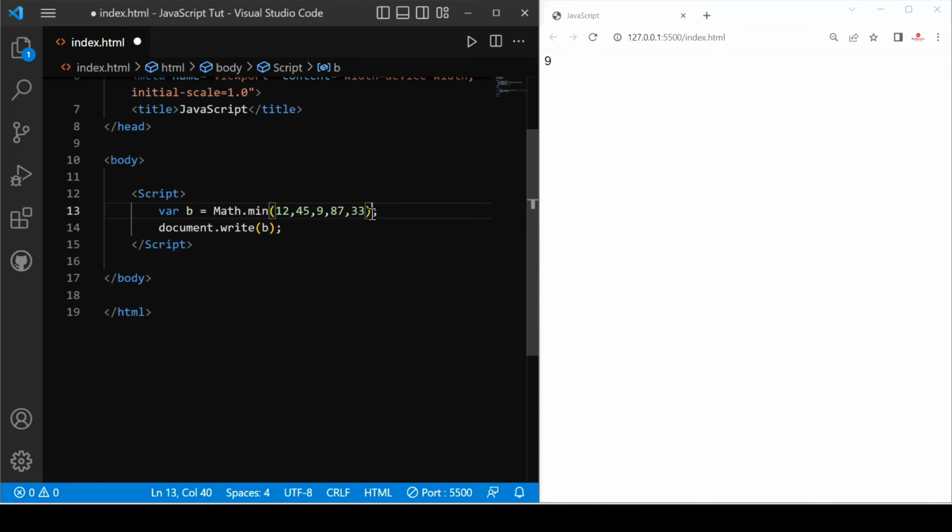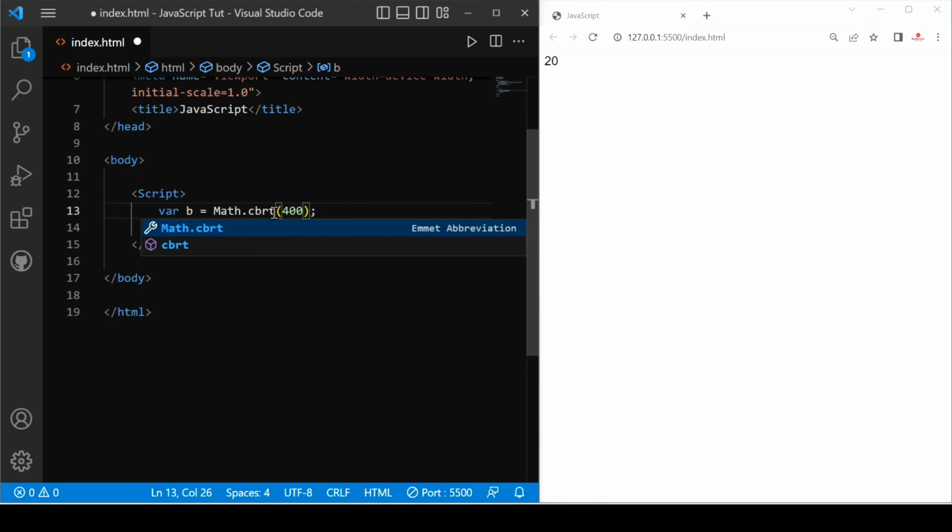Okay, now after that we have sqrt. For that we have to just remove this, and here I provide sqrt, and here you provide a square of any number. For example, I provide 12 square, 144. Now let's save. You can see if I provide 169, it will give us 13. If we provide 400, it will give us 20.